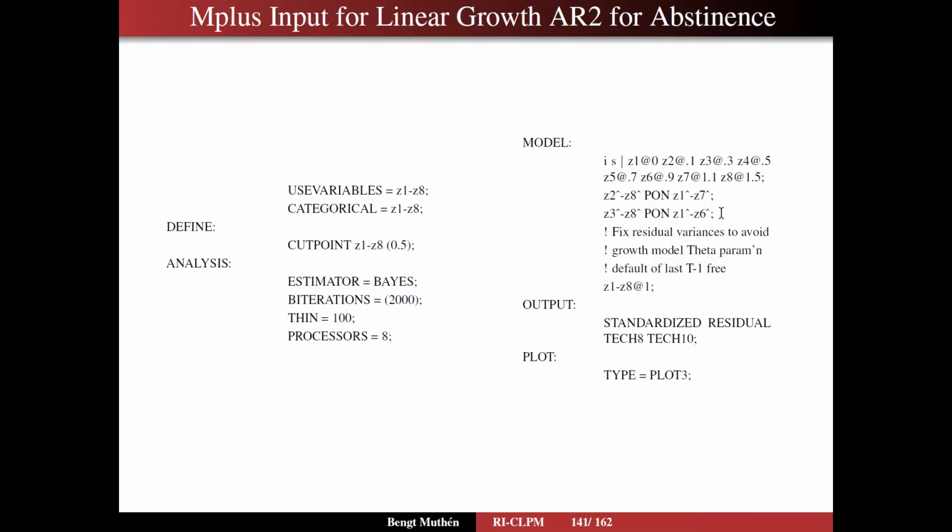residual regressions. Now, one thing we have to remember here, since we are in the growth model situation, is to fix the residual variances to avoid the growth model theta parameterization default of the last T minus 1 free. In growth modeling for categorical outcomes, we fix only the first variance, Z1 in this case, to 1 and let the other ones be freely estimated. But we don't want to do that here in this autoregressive context. That wouldn't be identified, according to the discussion that we had earlier on.